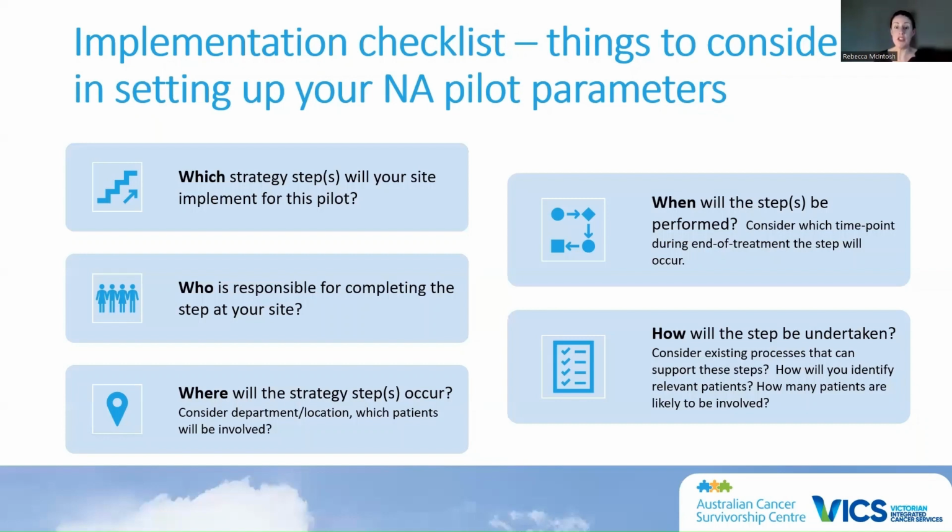Where will the strategy occur? For which group of patients and when? For example, all breast cancer patients on their final day of chemotherapy who are attending the chemotherapy day unit. How will the strategy steps be undertaken? How will you identify relevant patients? Are there other parameters you may wish to apply? For example, you may wish to focus on patients who can speak English at this stage.